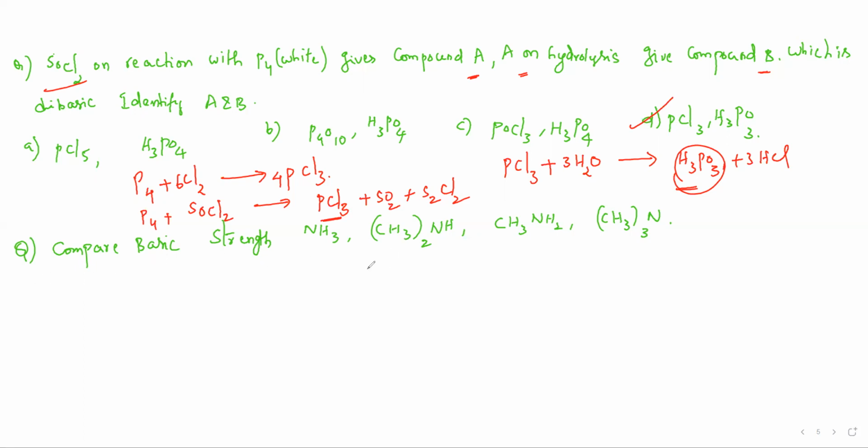The next question: compare basic strength. It's a very basic question. In aqueous medium, the basicity order of methylamines will be like this: secondary is greater than primary, which is greater than tertiary, which is greater than ammonia. This is the answer for this question. Based on solvation or hydrogen bond formation, stability of the conjugate acid, or steric crowding, all factors can be explained for this answer.